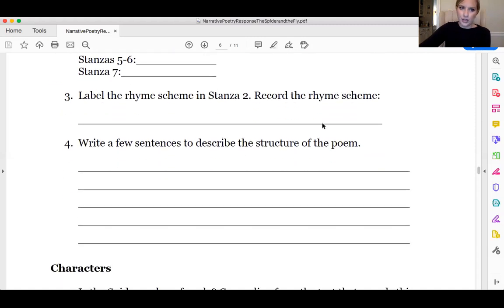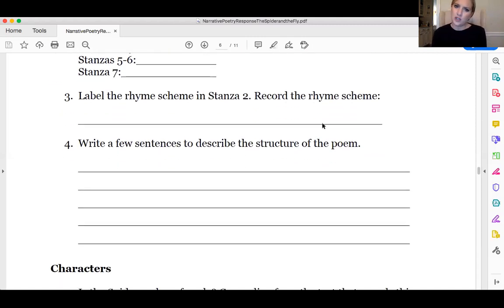Number 4 says, write a few sentences to describe the structure of the poem. Okay, well, first let's talk about the style. The style of this poem is a narrative because it tells a story, right? Chronologically, it has a plot. It has exposition, rising action, climax, falling action, and resolution.